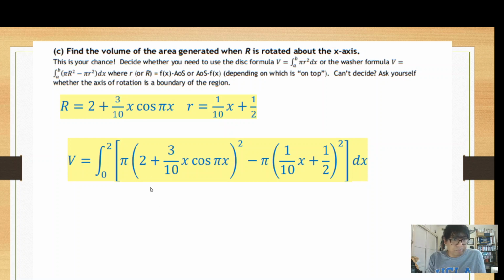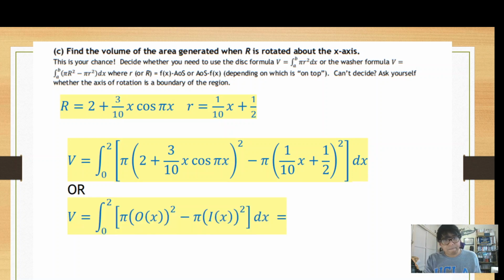So substitute that in. Remember, it's important for you to write that down. Show your substitution. If this was an actual AP test, you probably could use the letter O of X and the function I of X in this equation. Notice pi appears twice. It's pi r squared minus pi r squared. So get that in your head, that these are the subtraction of two different area formulas.